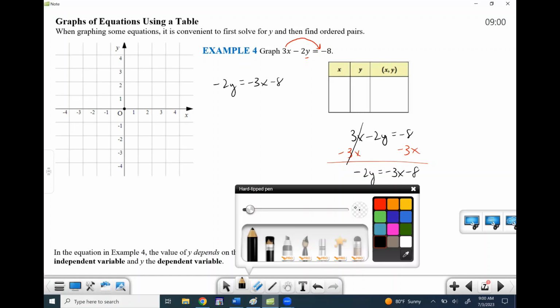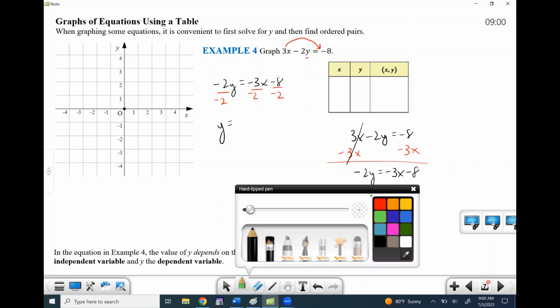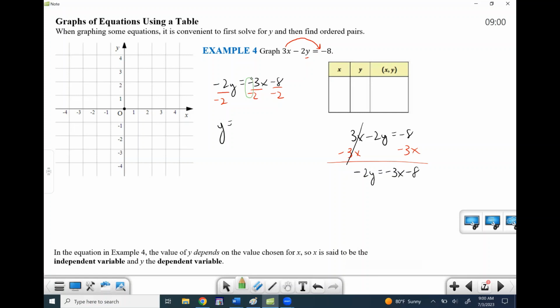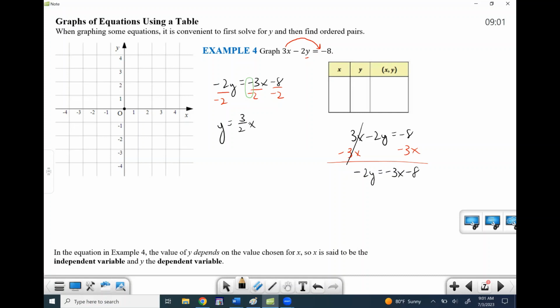All right, and then we want to get rid of that -2. Now notice that -2 is multiplying by the y because it's right next to it with no sign. No sign means multiply, you guys. So to get rid of it, we're going to divide by -2 to everybody. So we end up getting y equals, and you got to clean up your signs, you guys. 2 negatives are going to make it +3/2. A negative divided by a negative equals a positive. Same thing here. 2 negatives are going to make it a positive. And 8 divided by 2 is 4. So there's our equation.